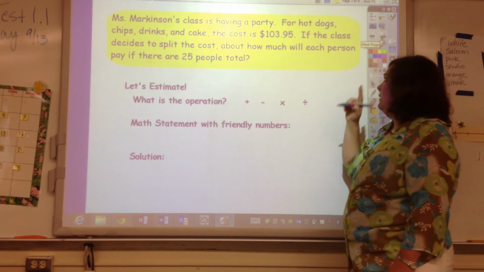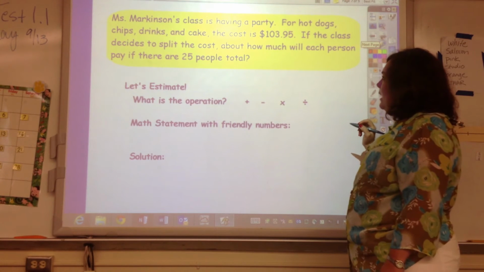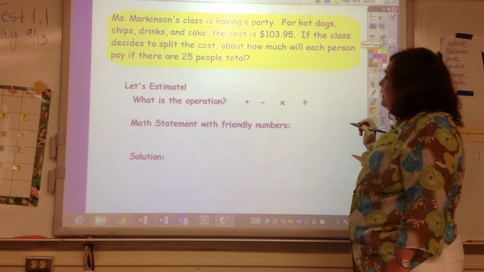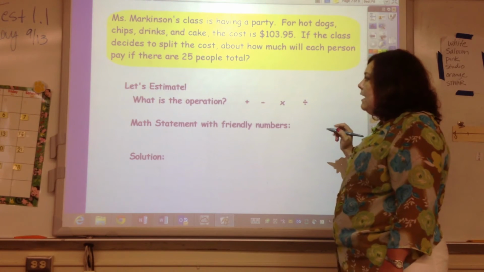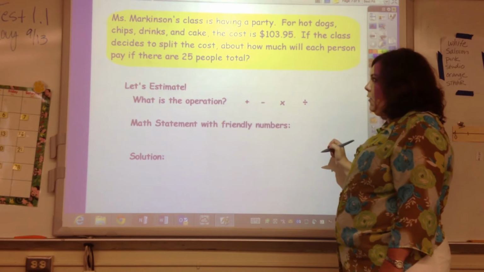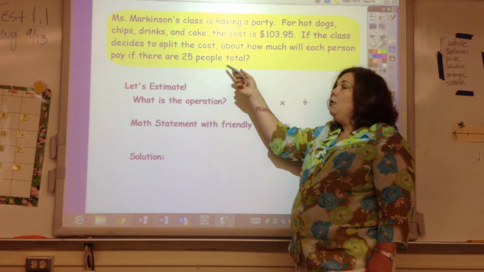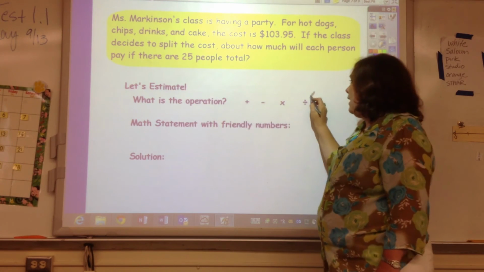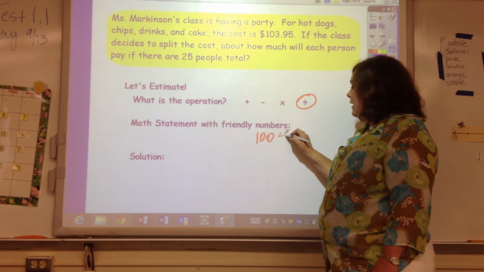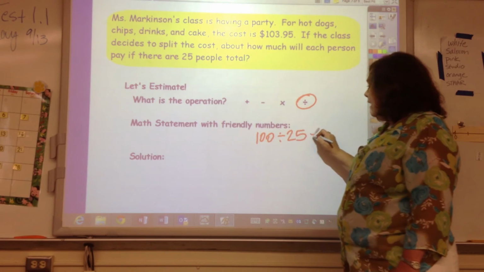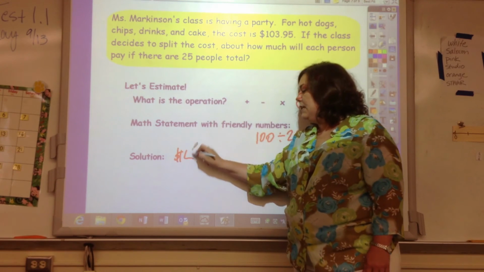Miss Markinson's class is having a party. For hot dogs, chips, drinks, and cake, the cost is $103.95. If the class decides to split the cost, about how much will each person pay if there are 25 people total? So I need to say what number that's close to this would be divisible by 25. So this is division. So I'm going to say I know that 100 divided by 25 equals 4. And is that reasonable that people would spend $4 each?